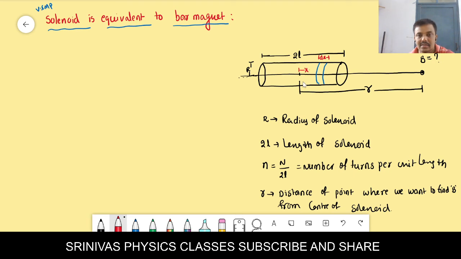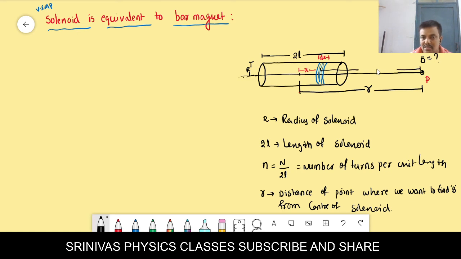Small part is at a certain distance, that is x, from the center. This acts like a circular loop. From the center of the circular loop to the point where we want to find the field, that distance is r, and this part distance is x. I want the distance from the center to the point where I want to find the magnetic field.